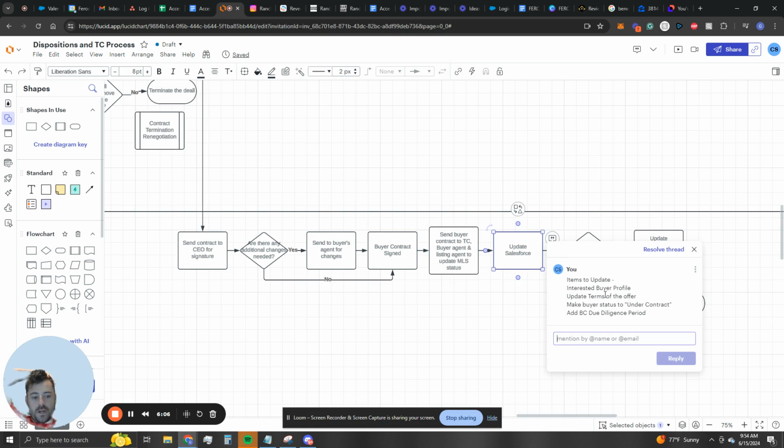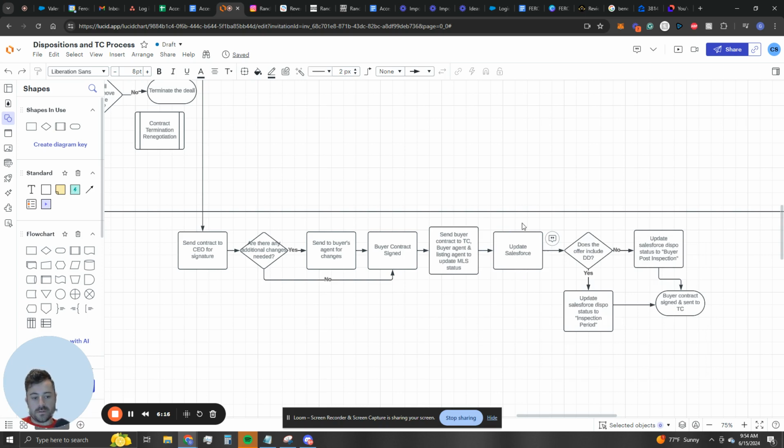Items update, interested buyer profile update, terms of the seller, mark the buyer status to under contract, and add B to C due diligence period. And I would reference, add B to C due diligence period. Does the offer include DD? Yes. Update Salesforce status to inspection period, right? So it's buyer inspection period. And no, update Salesforce to buyer post inspection, buyer sign contract, signed and sent to TC.